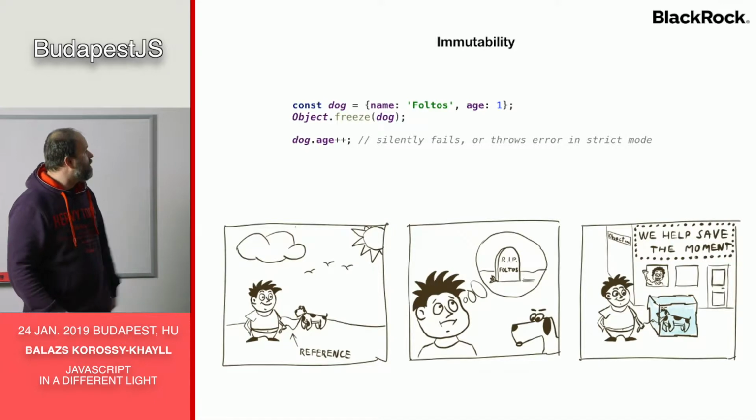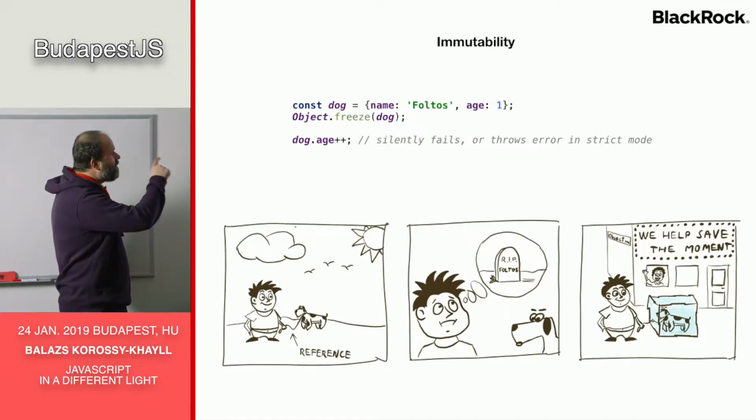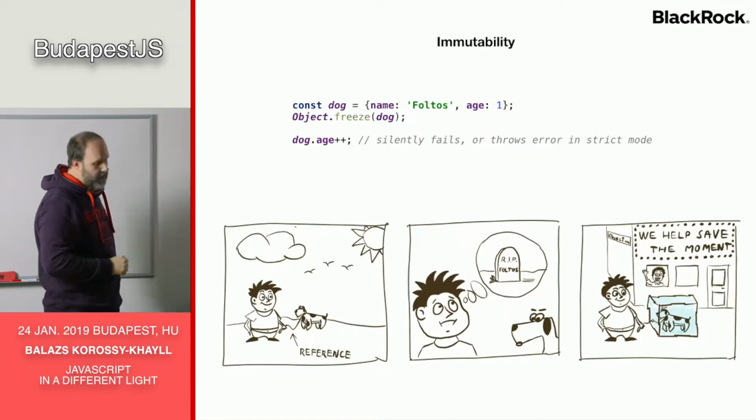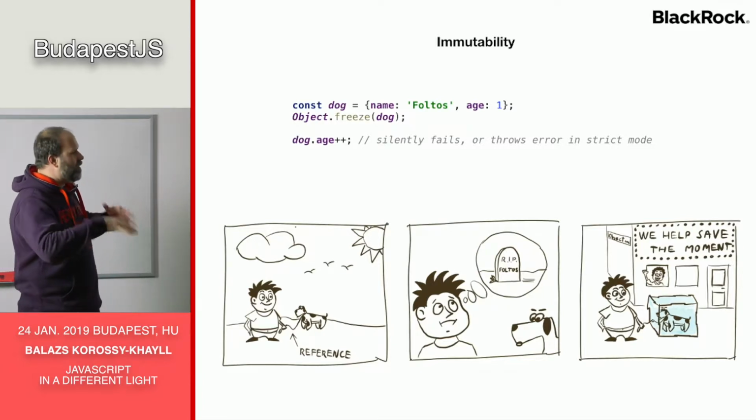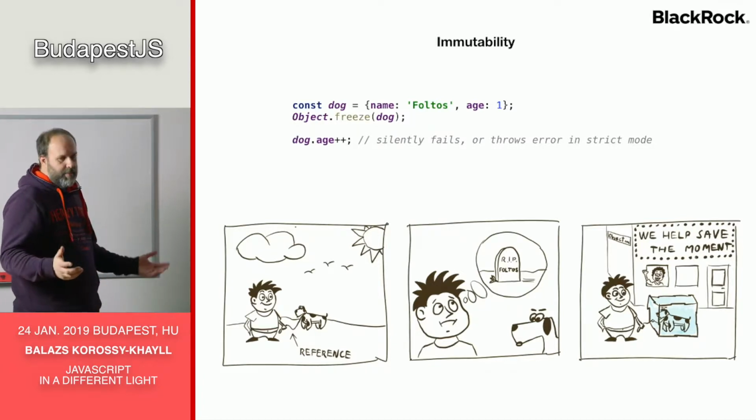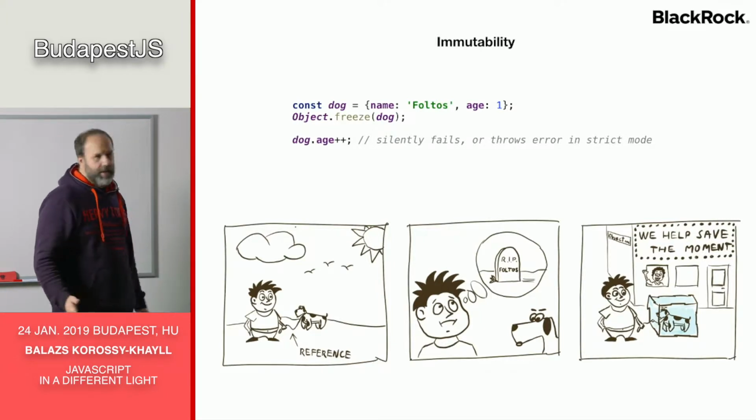So Object.freeze is freezing the immediate properties of this object, and it's not going to go deeper. And that's not provided by JavaScript, but there are third-party libraries for that.